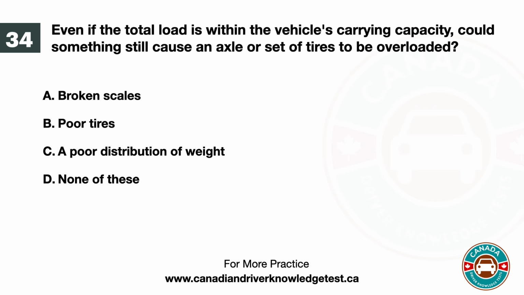Question 34. Even if the total load is within the vehicle's carrying capacity, could something still cause an axle or set of tires to be overloaded? A. Broken scales. B. Poor tires. C. A poor distribution of weight. D. None of these. The answer is C. A poor distribution of weight.